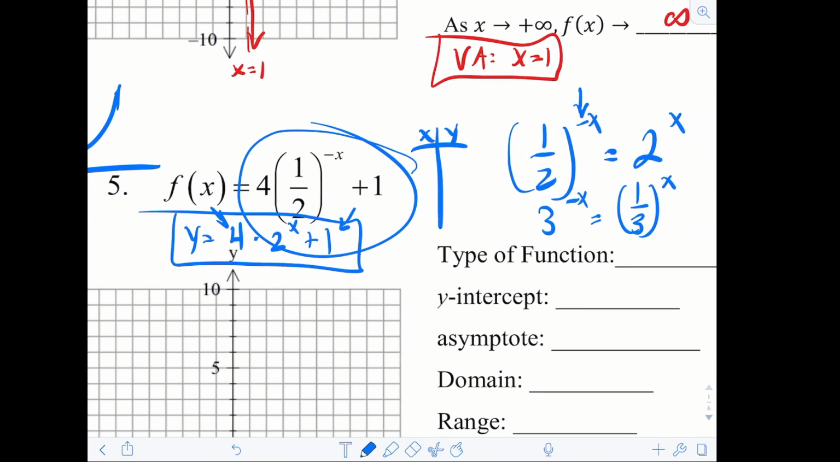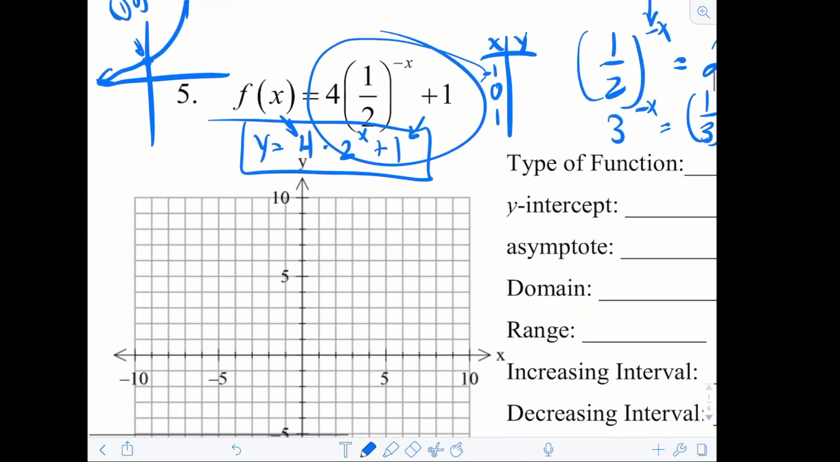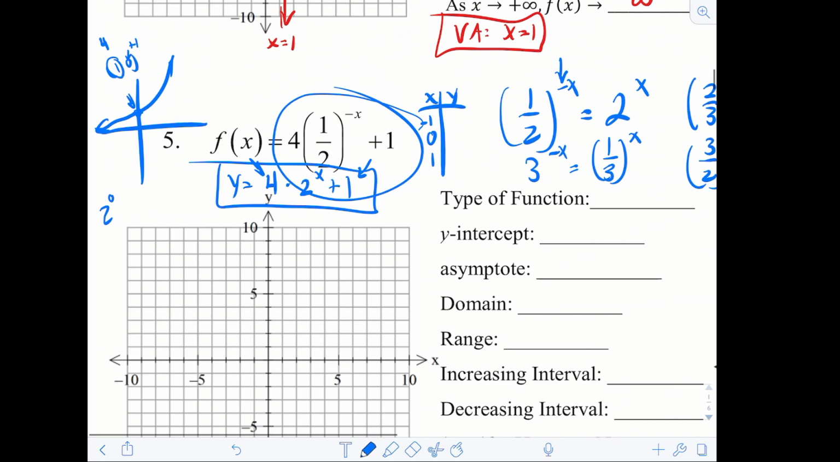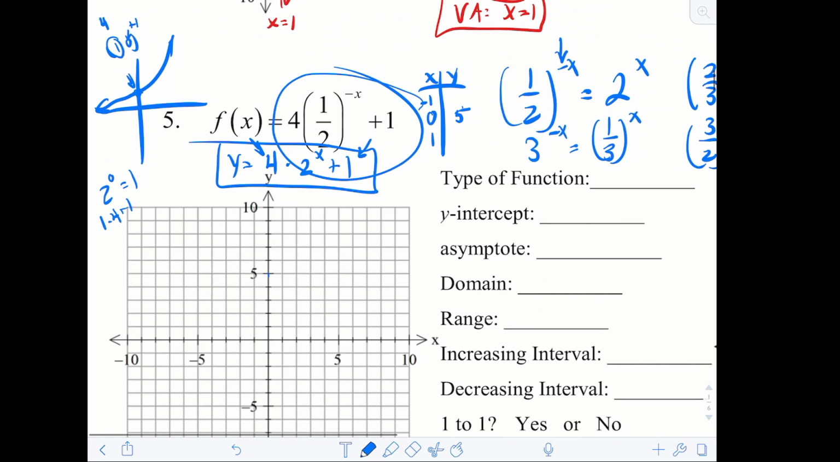what should you always do? Make yourself a table. So I'm going to plug in x is equal to 0, x is equal to 1, and I can even do negative 1. So 2 to the 0 would end up giving me 1. And so what I'm doing here is 1 times 4, and then plus 1. So 1 times 4 plus 1 is going to give us 5. So we have the point 0, comma 5, so it'll be right there.